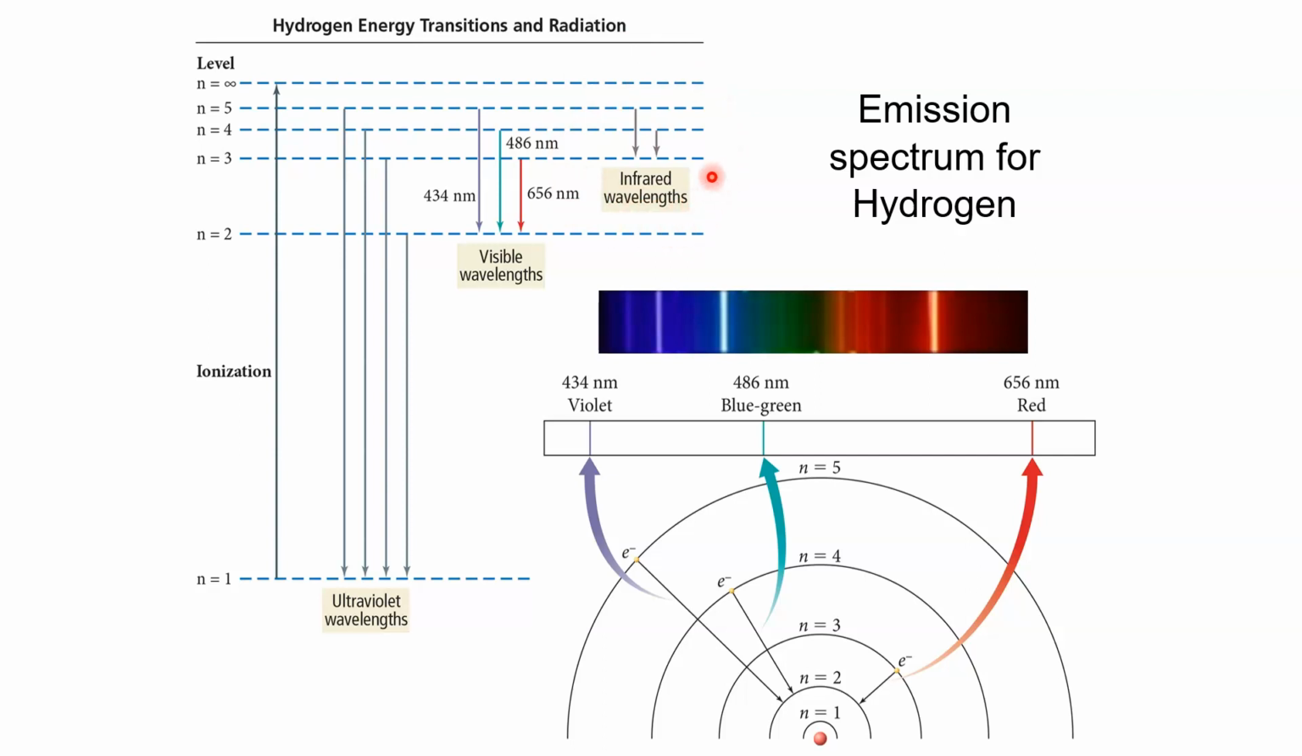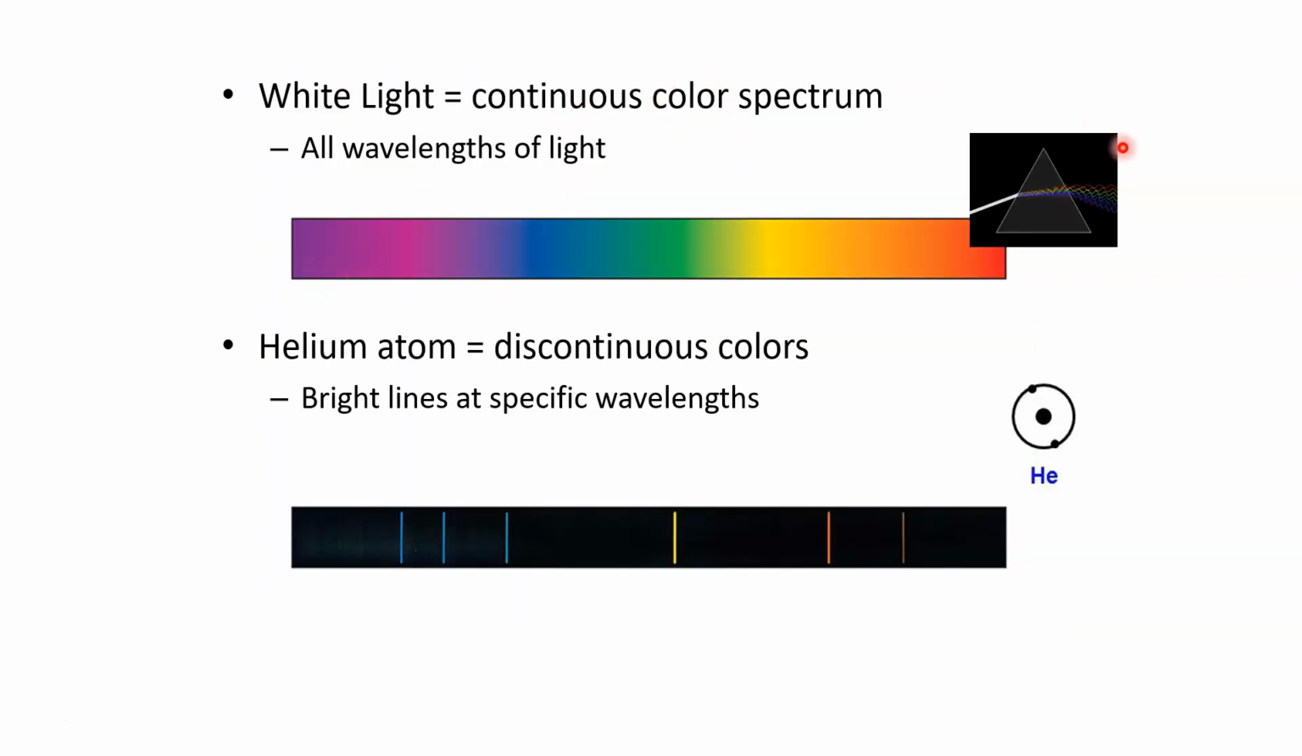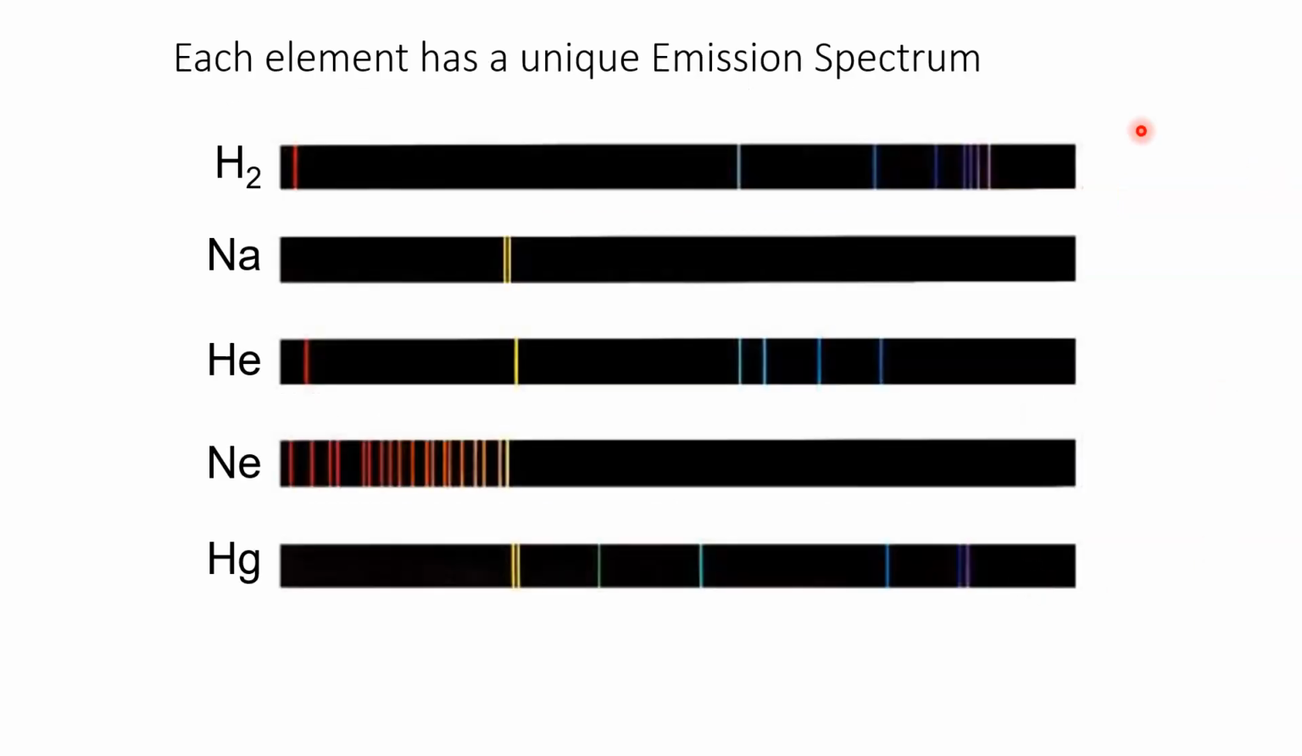frequency, and less energy. So white light is all wavelengths of light, and atoms have these discontinuous colors. They have bright lines at specific wavelengths. So this here is helium. And we can actually use this information to identify elements in space. So each element has its own unique emission spectrum.